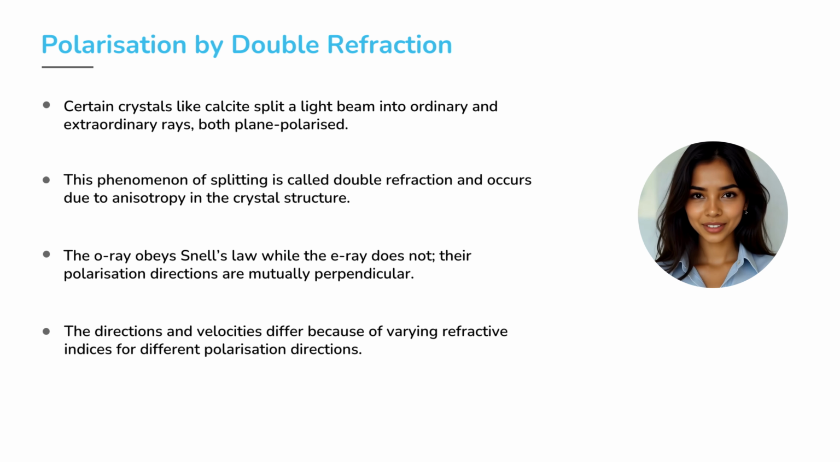This splitting happens because calcite is anisotropic. It treats light differently depending on which way it oscillates inside. One beam, called the ordinary ray, behaves by following Snell's law, while the other, the extraordinary ray, marches to its own beat, ignoring Snell's law's usual rules. Each ray is plane polarized with their polarization directions at right angles to each other.